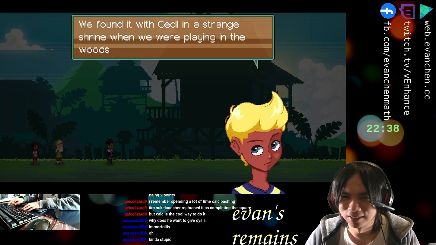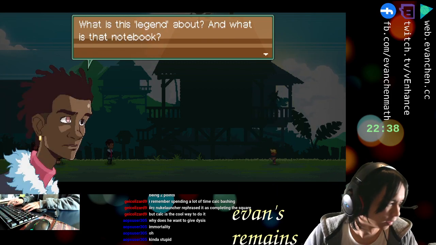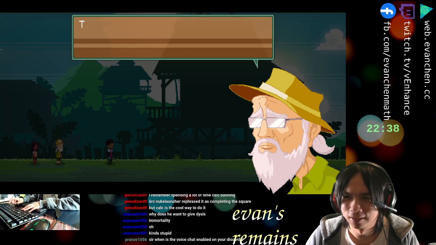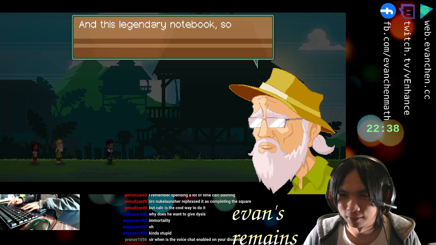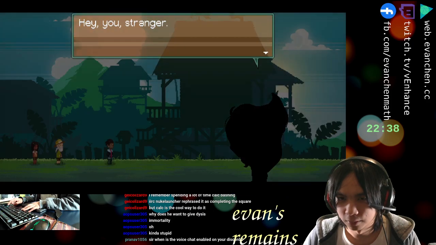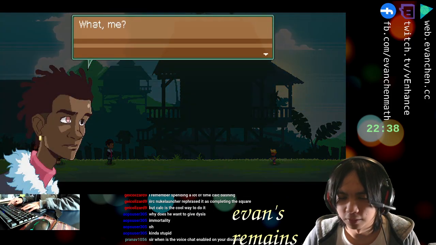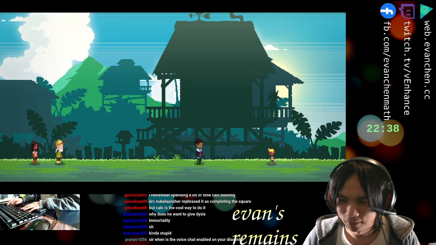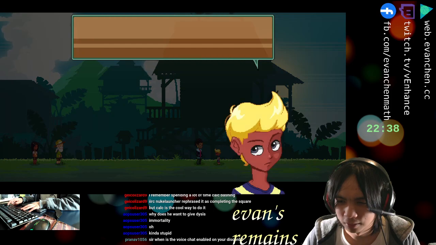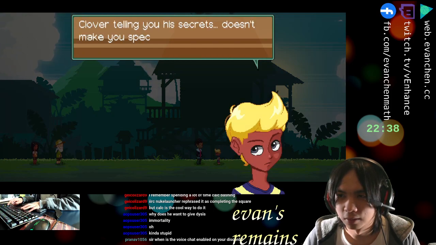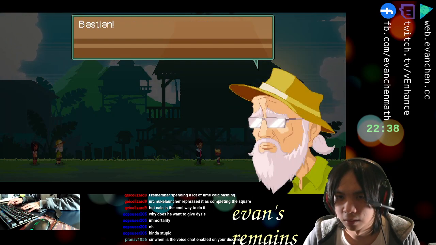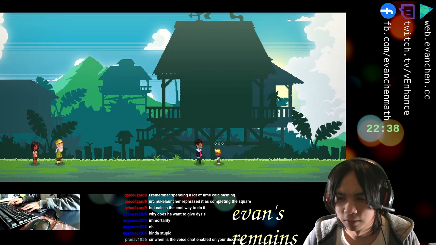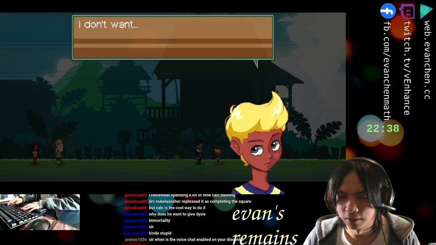We found a soul in a strange shrine when we were playing in the woods. It's mentioned about Soltel, it says something about a hidden island, the secret to eternal life. A stranger, come here. And then... ask her a favor. She'll find the island for me.